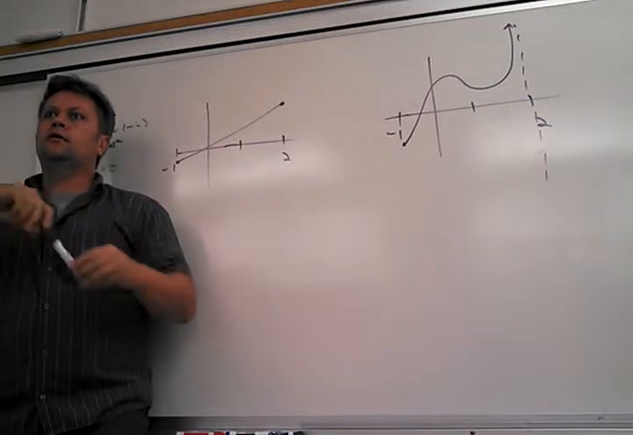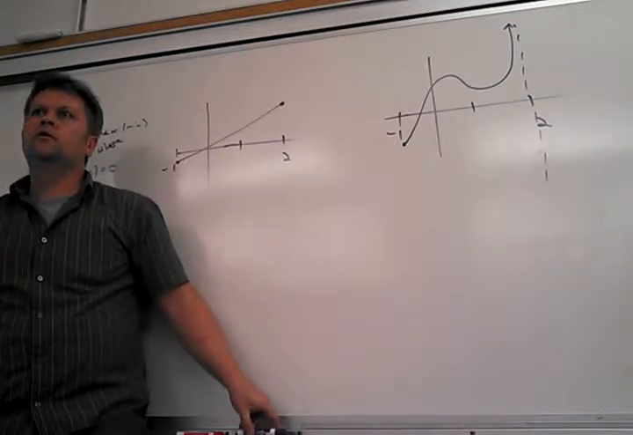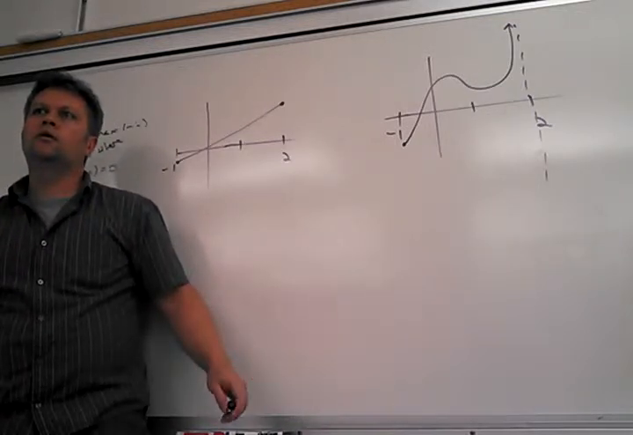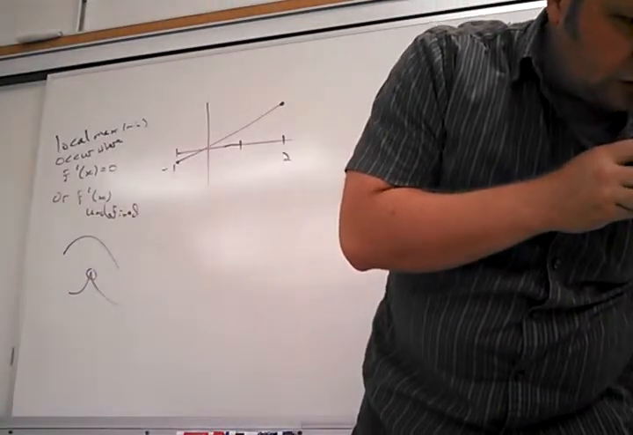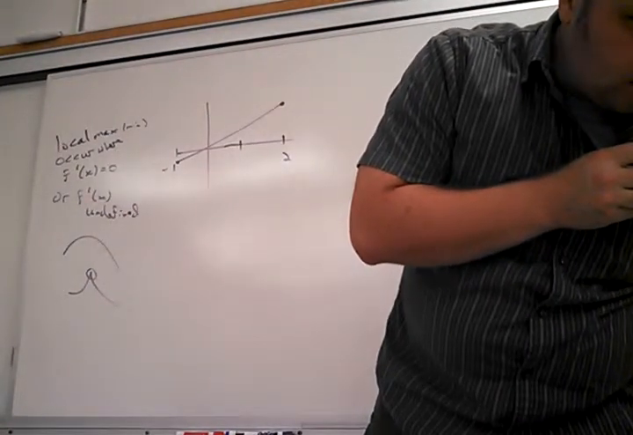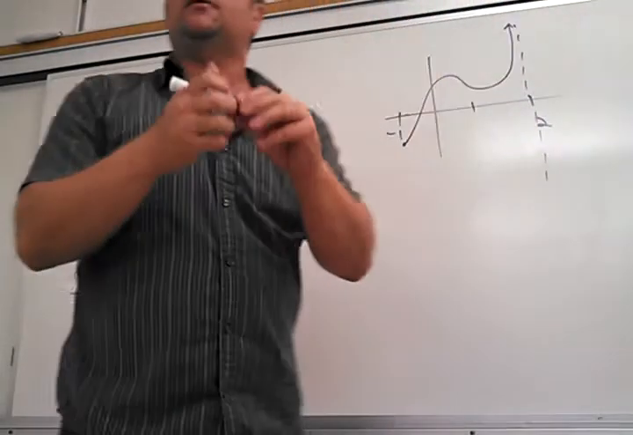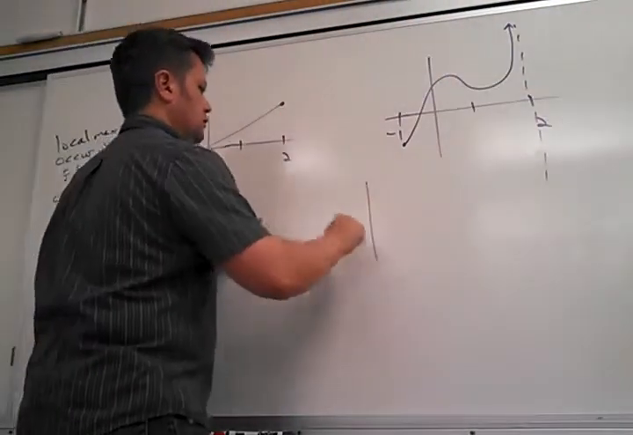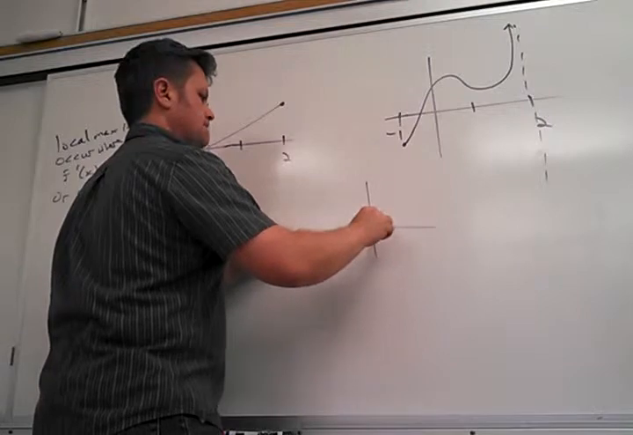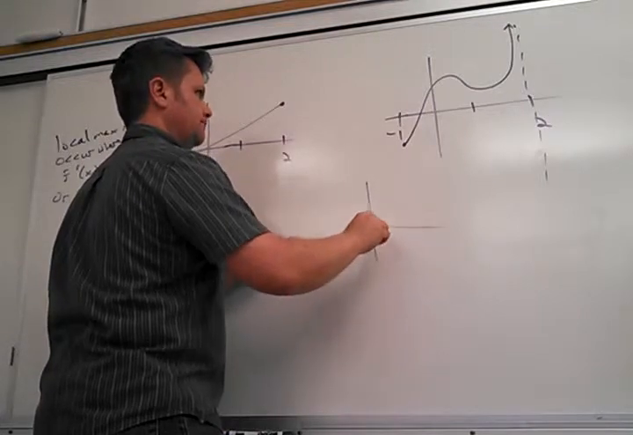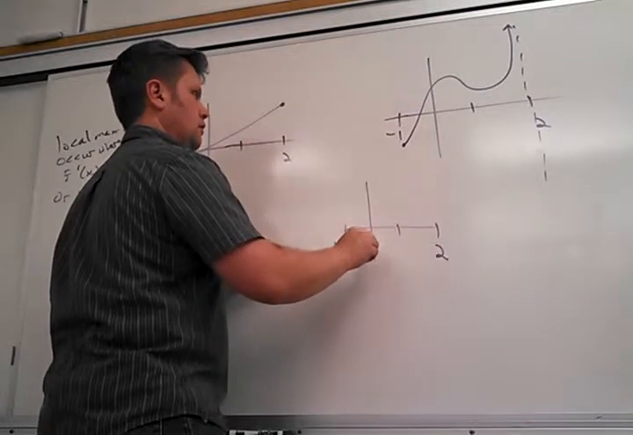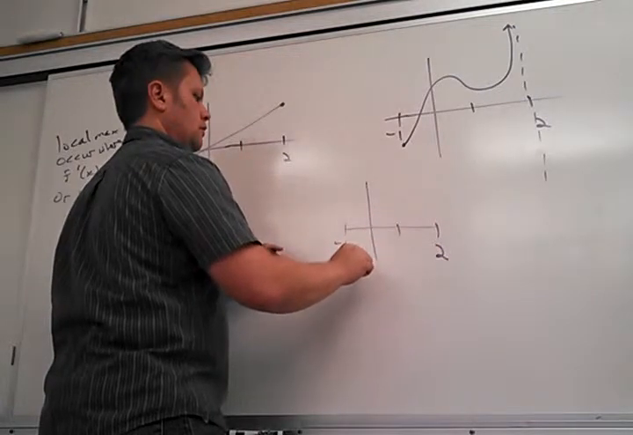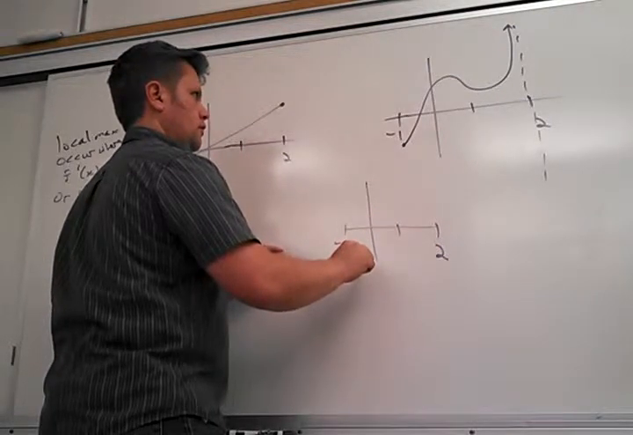Is it possible to have, let's say at 2, an open circle that's higher than the local max? They didn't put any restrictions on here, did they? They didn't say anything about whether it's continuous or not. So at x equals 2, it's just an open circle, but it's higher than the local max.